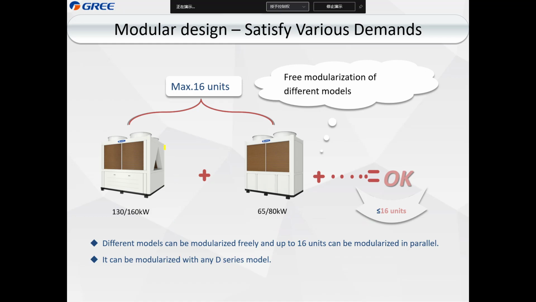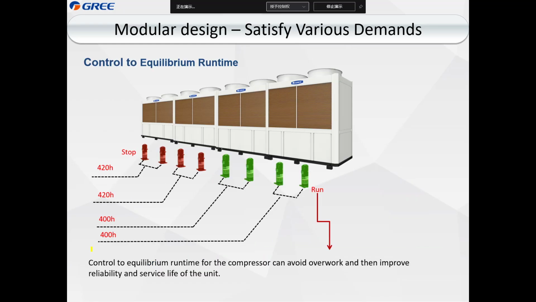And here I mention one point: today we talk about the D series and the E series. The D series and the E series can also be combined together to make one modular system. D and E can match together in one system, but the A series cannot do this. It cannot connect with D and E.